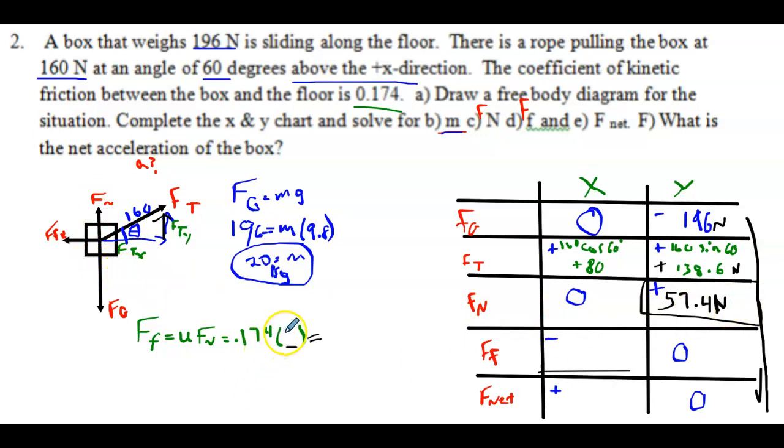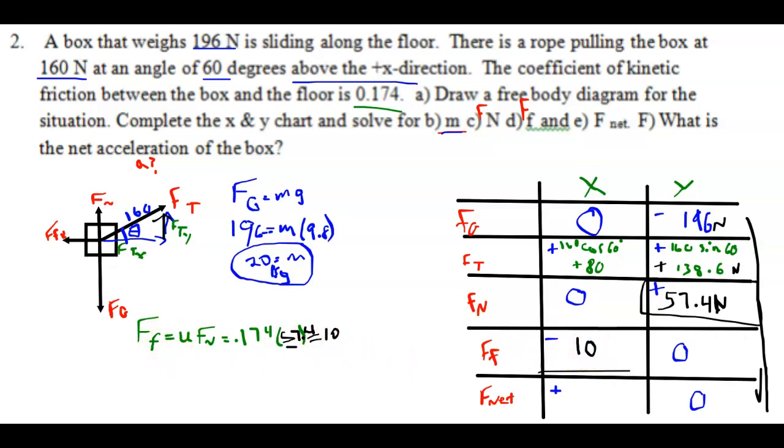So now we have this number, we can put it in here. So that's 57.4. And then we will multiply that by 0.174, and let me type that in the calculator. So 0.174 times 57.4 gets you 9.9876. I'm just going to round that to 10 just to make it easy. So we're just going to say it's 10. So that's going to go in for our friction.